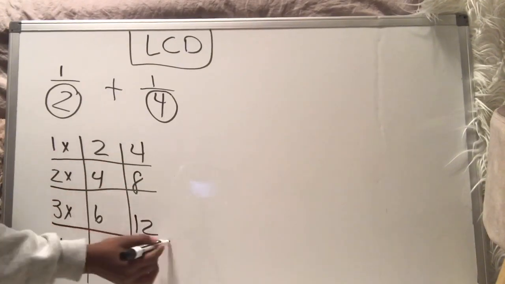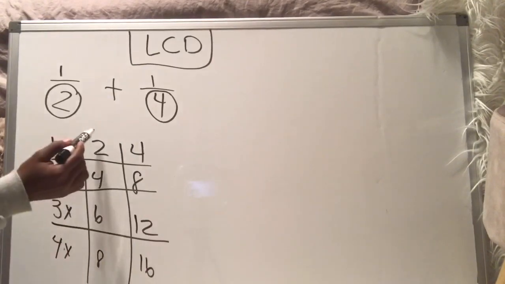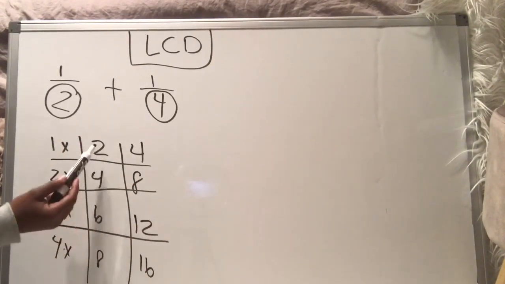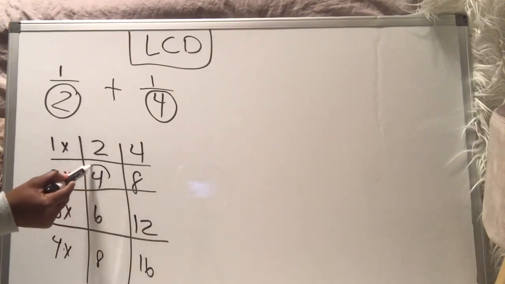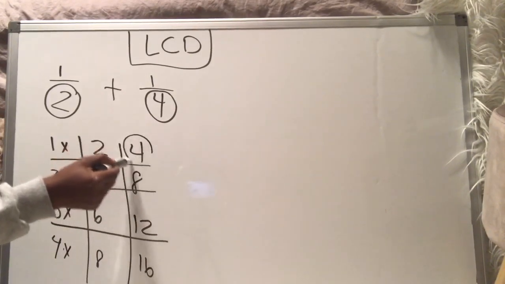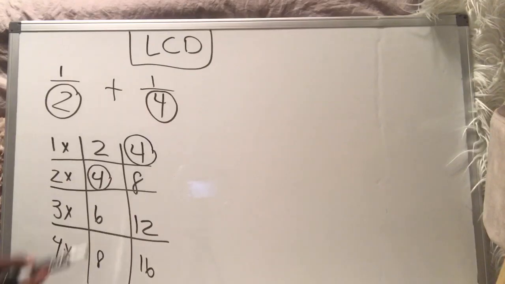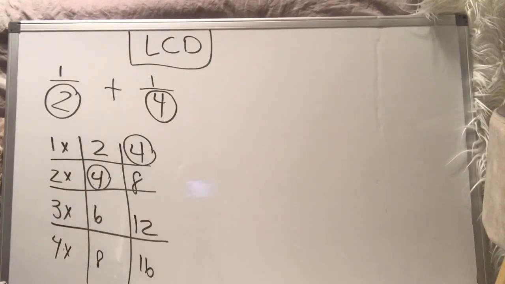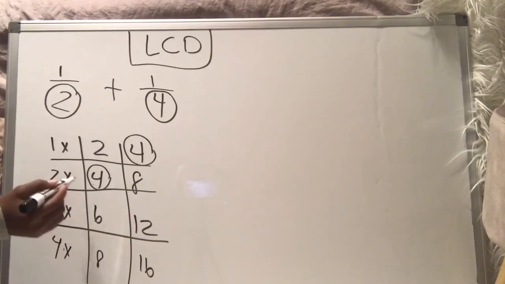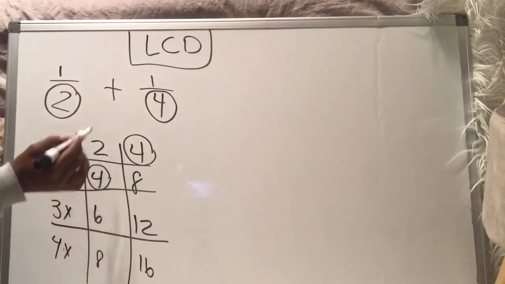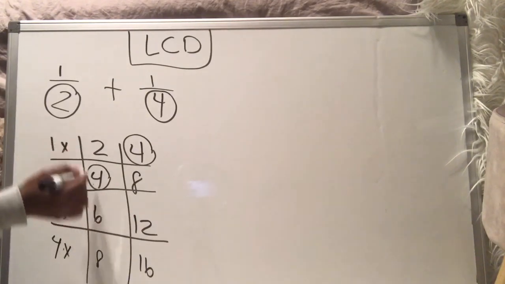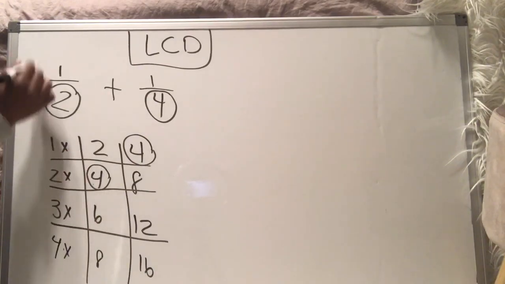And what we'll do now is find, in each column, the number that's the same. So right here we have a 4, and right here we have a 4. Now that we know we have a 4 right here and a 4 right here, that is our least common denominator. So how did we get to this 4? We multiplied the 2 to get to the 4. So whatever we did to this number, we have to do over here.